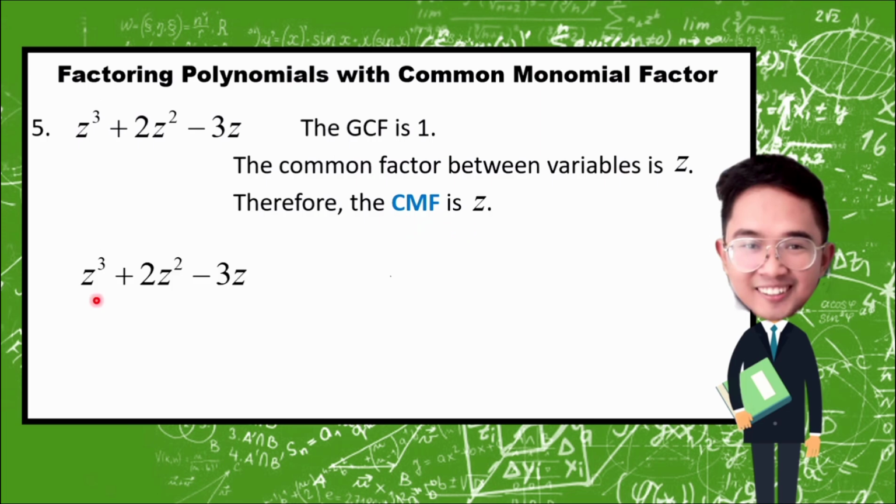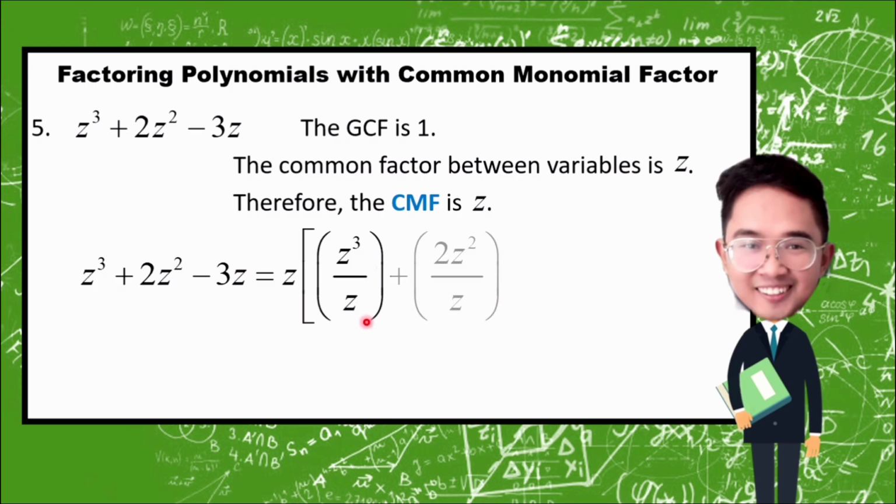Now let's proceed to the next step. Put the common monomial factor, and we need to divide each term by the common monomial factor. z cubed divided by z plus 2z squared divided by z minus 3z divided by z. Copy the common monomial factor.